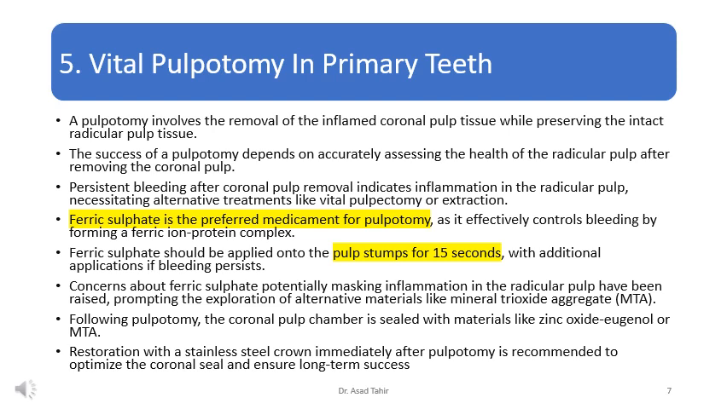A pulpotomy involves the removal of the inflamed coronal pulp tissue while preserving the intact radicular pulp tissue. The success of a pulpotomy depends on accurately assessing the health of the radicular pulp after removing the coronal pulp.